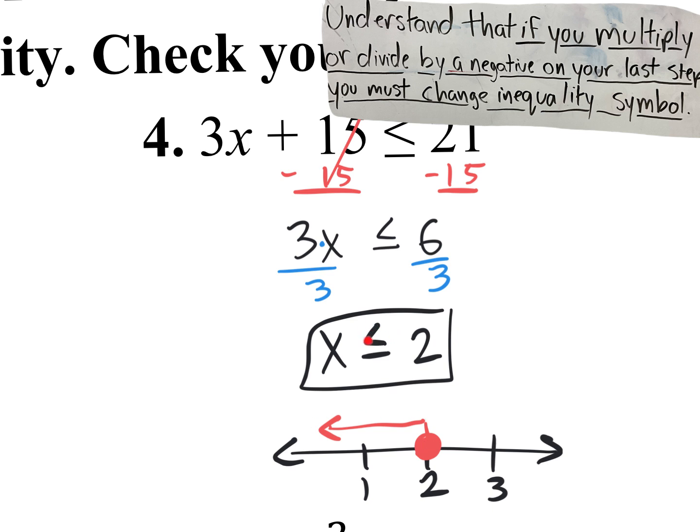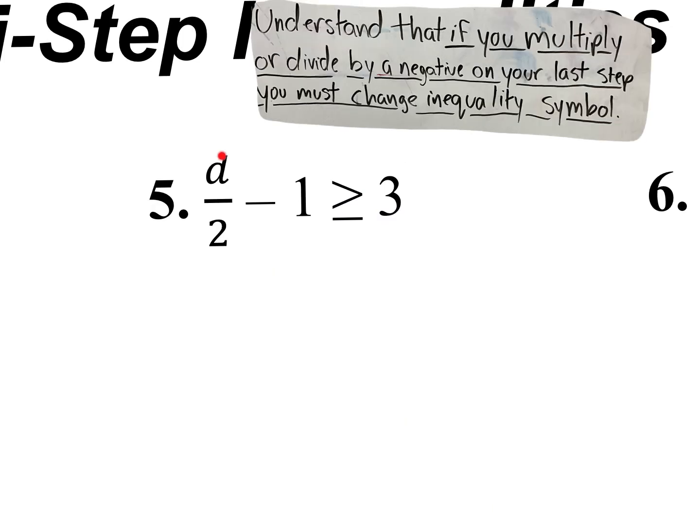It even looks like an arrow pointing to the left, right? Moving on to the next one. Again, you want to solve for the variable. You want to get the variable by itself. You have a minus 1 and a divided by 2. Which one should you get rid of first?